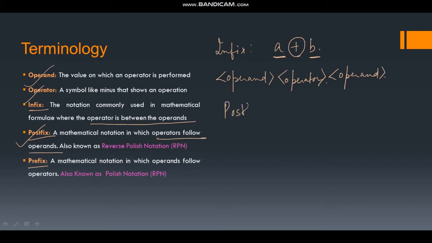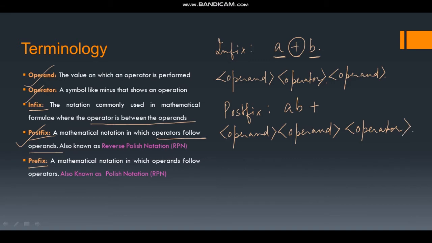So if I have to represent a postfix expression, that means I have two operands that is followed by a operator. So we can represent this postfix as one operand that is followed by another operand, and then we have an operator. So this is an ideal representation of a postfix notation.